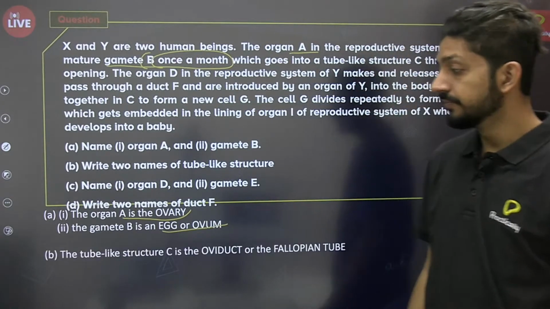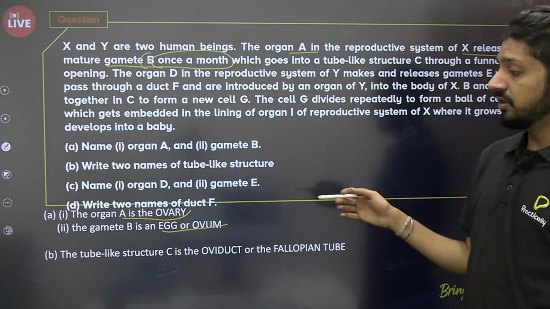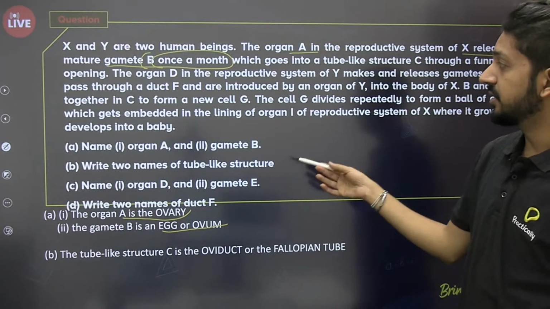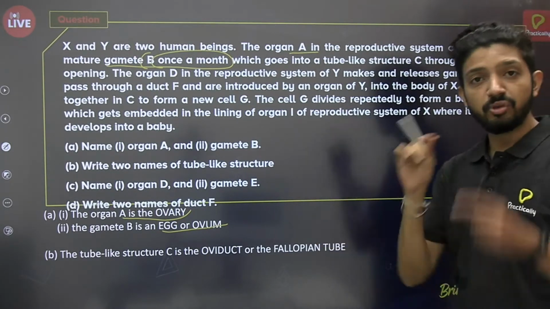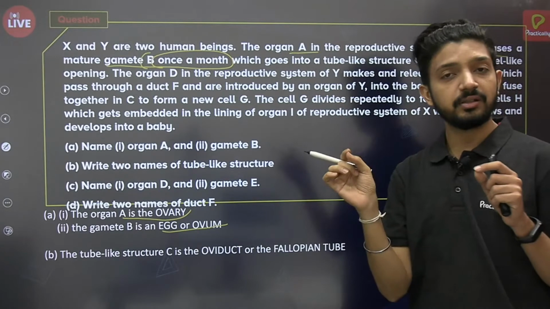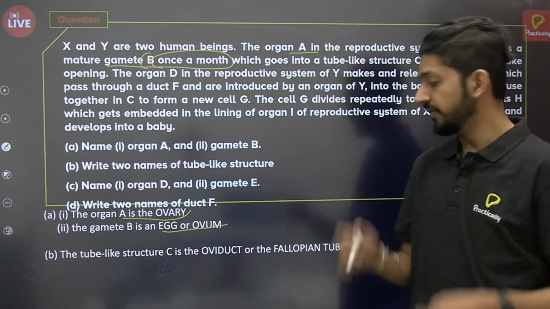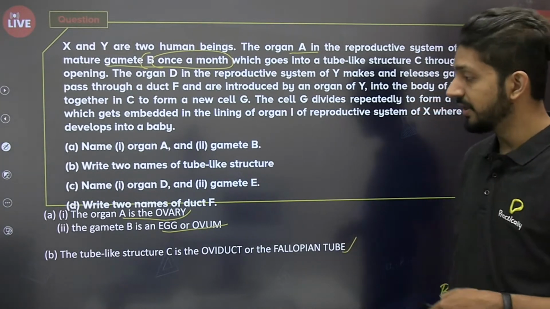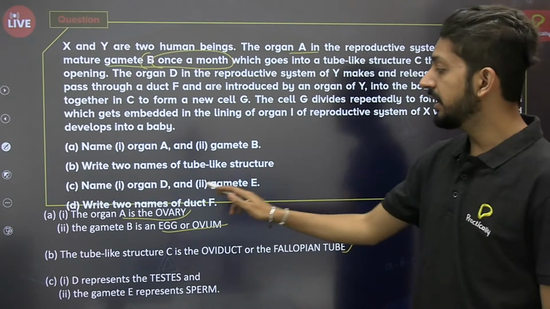Okay, simple. Then the next part was to write names of the tube-like structure. The tube-like structure C through which the ovum travels is the oviduct or fallopian tube. Both are the names of that structure. So we know this as well. Then name organ D and gamete E.